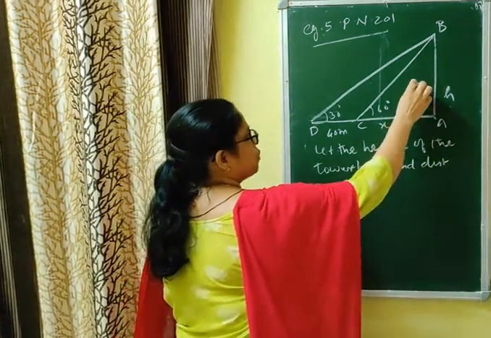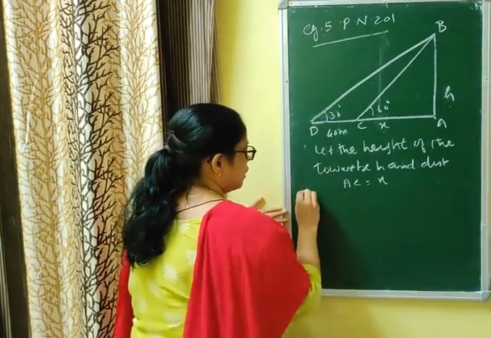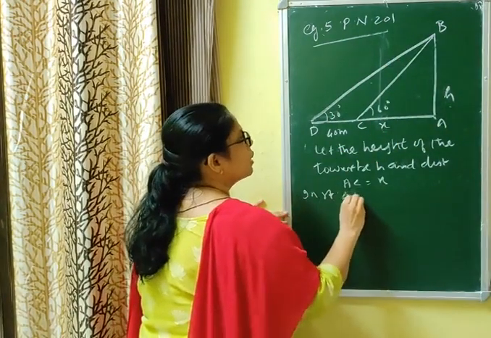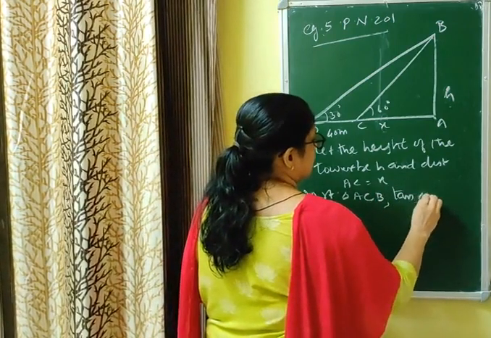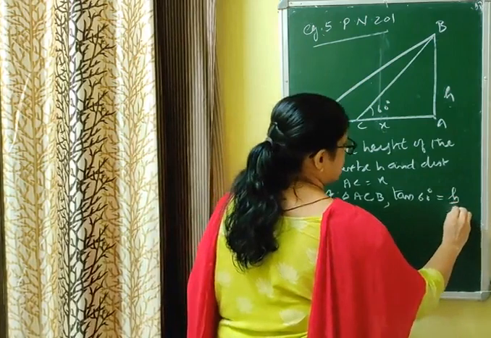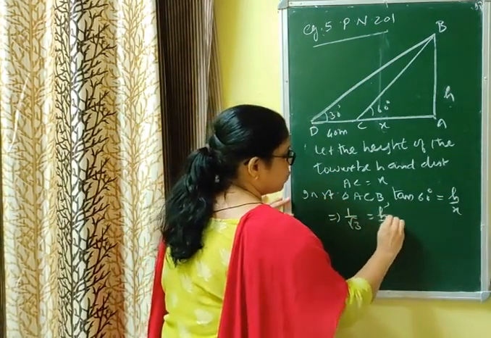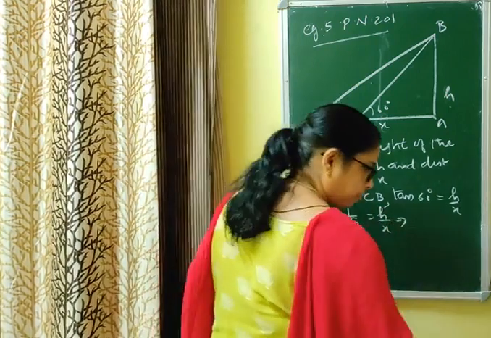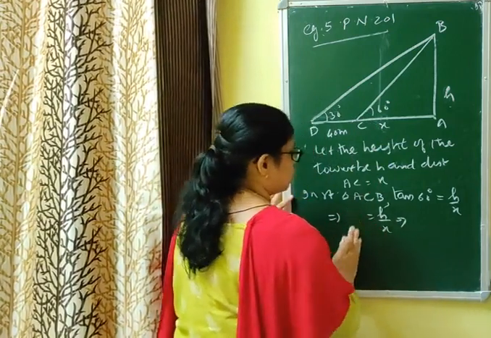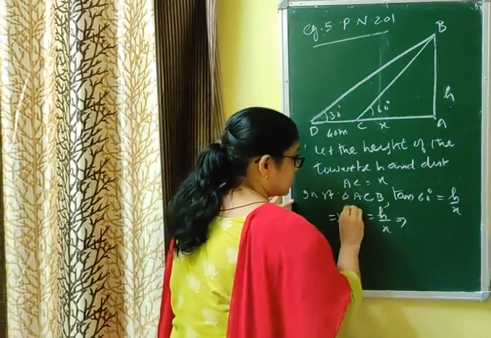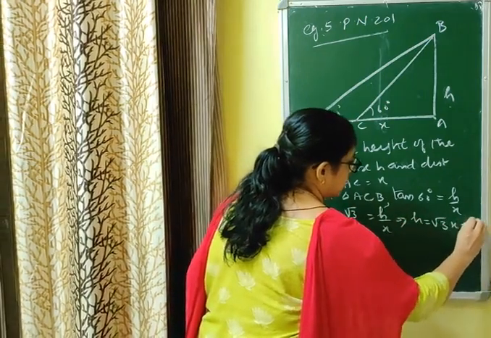Now first of all you will use the trigonometric ratio in this triangle and after that the outer triangle. In right triangle ACB, tan 60 is equal to h by x. Tan 60 is root 3 is equal to h by x. Implies h is equal to root 3 x. That is equation number 1.